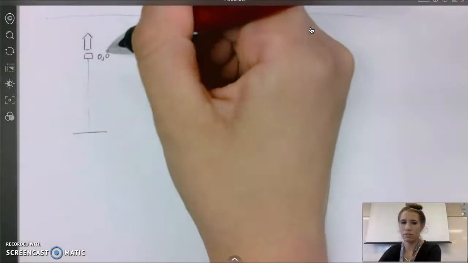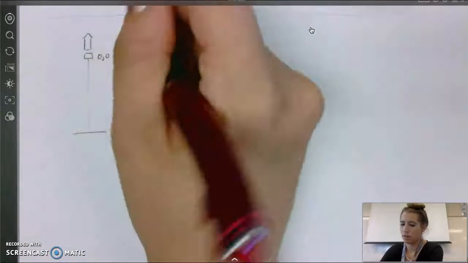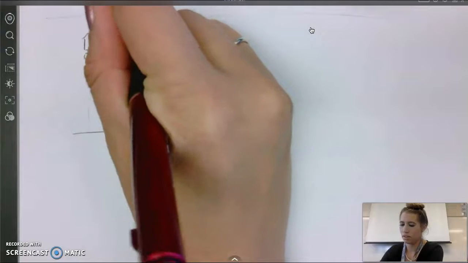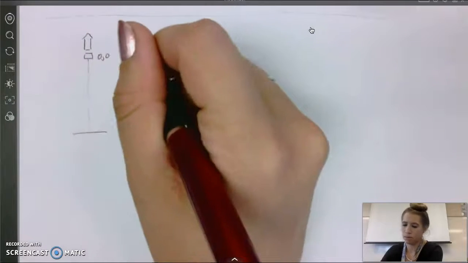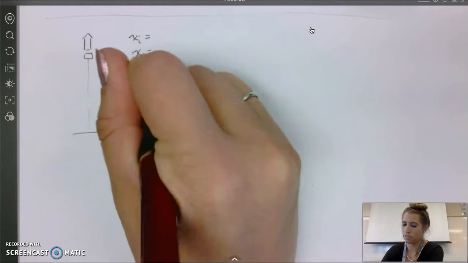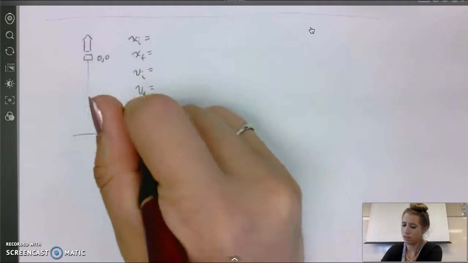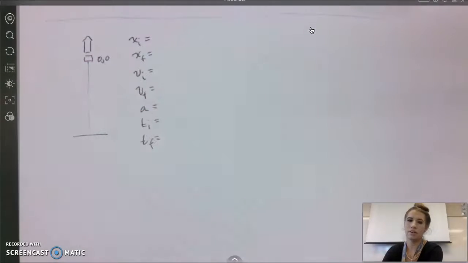So if this is my origin, I'm going to say going down is negative, going up is positive. And I'm going to make a list of values that I could potentially be finding. So x initial, x final, velocity initial, velocity final, acceleration, time initial, time final. Now if you write this list down each time, it's going to help you to avoid missing out on important information that you might not have clearly been seeing before.